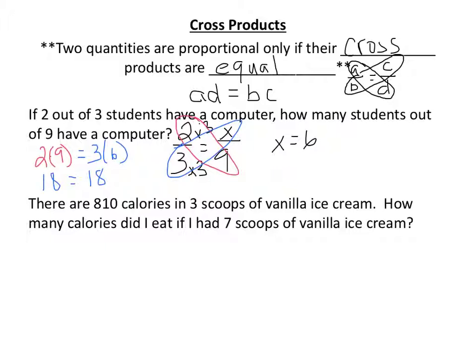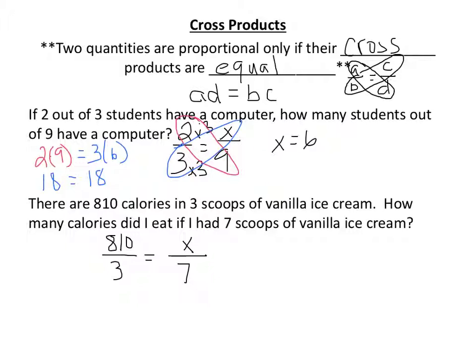Why don't you go and pause the video and try the next one on your own. There are 810 calories in 3 scoops of vanilla ice cream. So how many calories did I eat if I had 7 scoops of vanilla ice cream one night? So I'm going to set up my proportion. And remember, proportions can be set up any way as long as you are consistent. So you might set yours up differently. So there's 810 calories in 3 scoops. Since I put the scoops on the bottom, I have to put scoops on the bottom again. So 7 scoops, and I want to know how many calories.